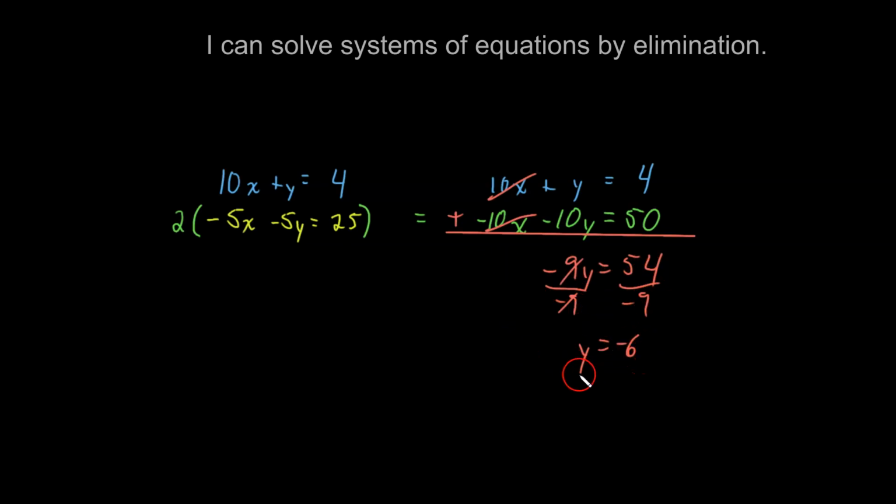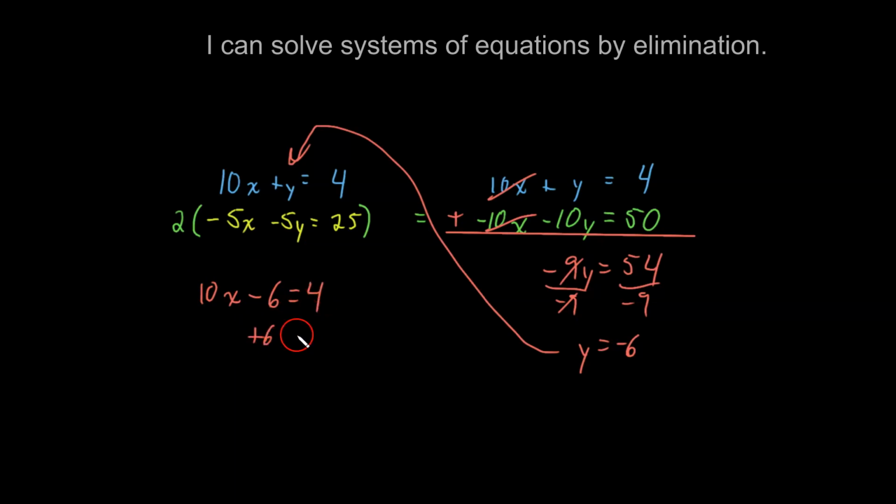Now we can take this negative value of negative 6 and let's substitute it in for the y right there. So we get 10x plus negative 6, so actually minus 6 equals 4. We'd add 6, so we get 10x equals 10, and divide by 10, and we get x is equal to 1. So this system of equations would have an answer of 1, negative 6.